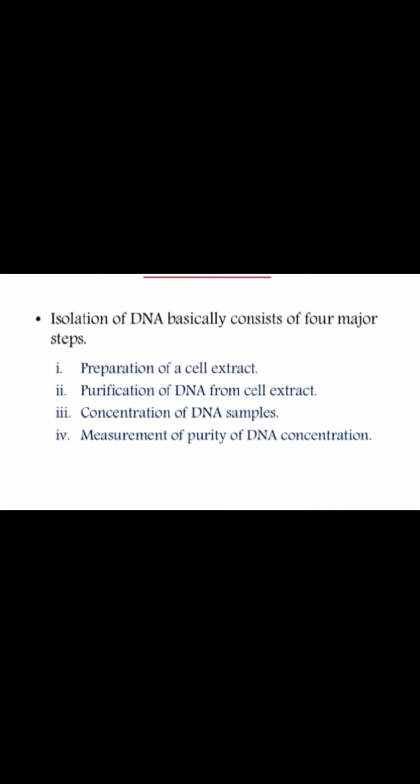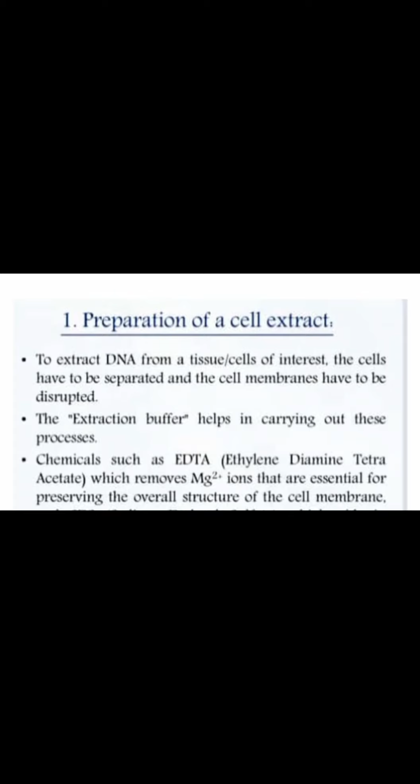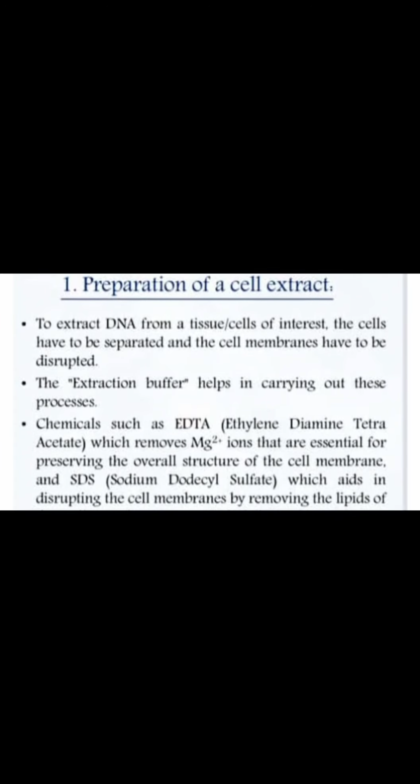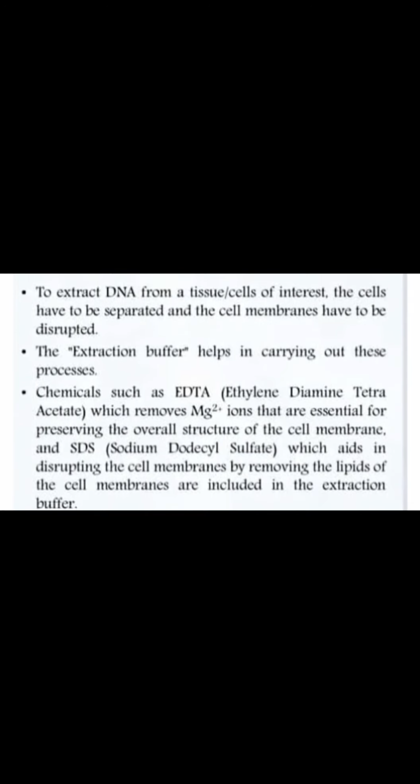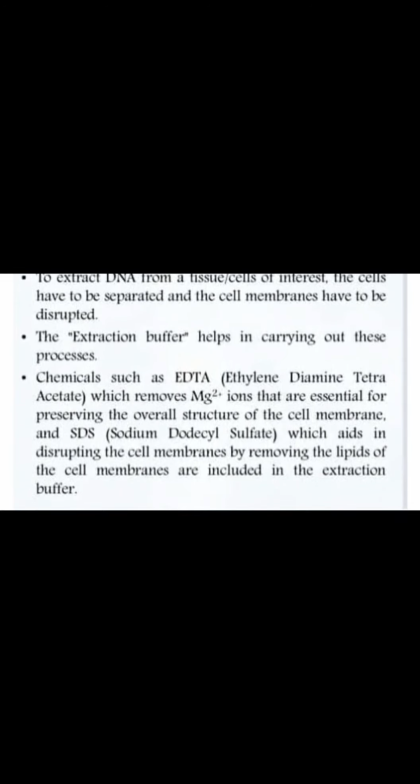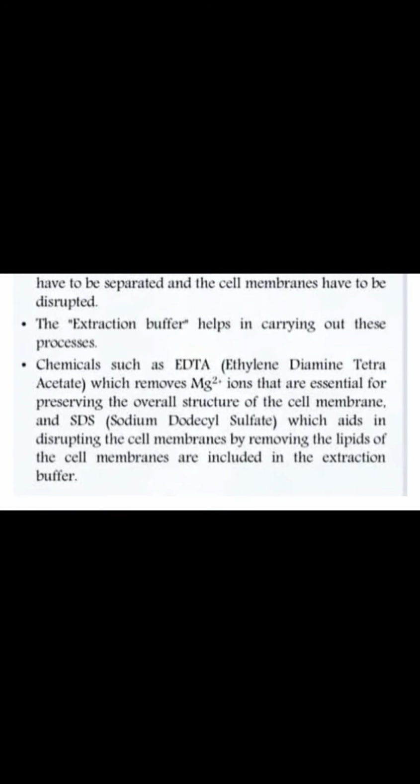Next is the procedure. There are 4 major steps: preparation of a cell extract, purification of DNA from cell extract, concentration of the DNA samples, and measurement of purity of the DNA concentration. One by one we will be discussing here. To extract DNA from a tissue or cells of interest, the cells have to be separated and the cell membranes first need to be disrupted. Then the extraction buffer you need to carry forward.